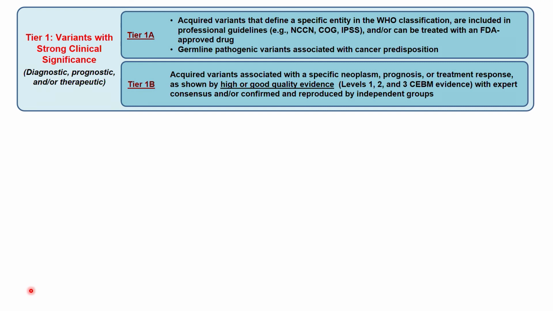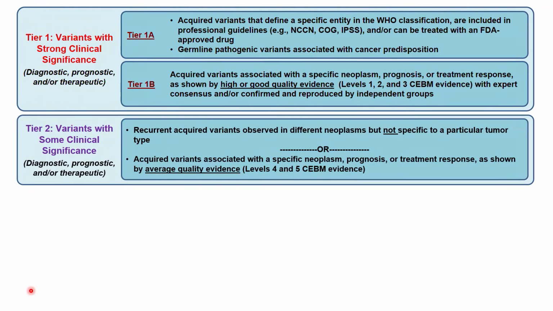We also recommend classifying germline pathogenic variants associated with predisposition to the cancer that is being tested into this highest tier of clinical significance. Tier 1B would be variants that are associated with that specific neoplasm and have prognostic or treatment significance as shown by high or good quality evidence. There also should be expert consensus regarding their clinical associations, and this should be confirmed and reproduced by independent groups.